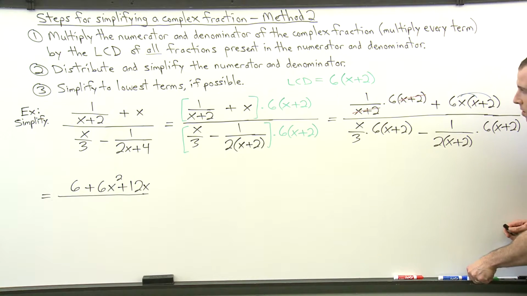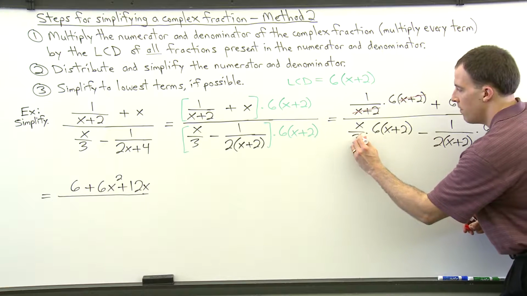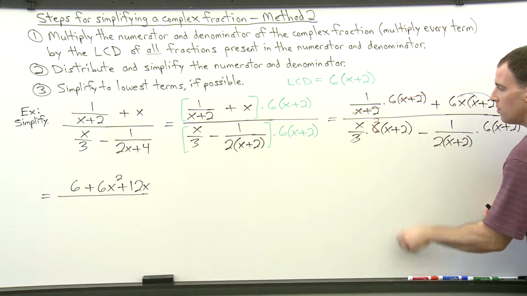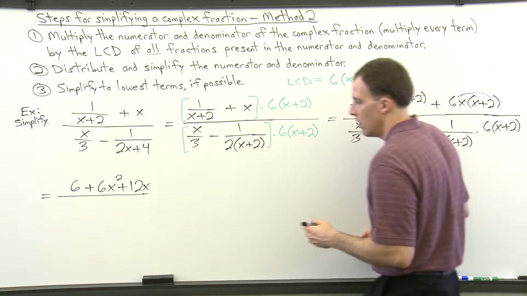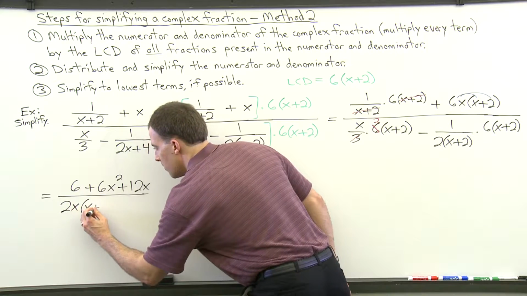As for the denominator, x over 3 times 6 times x plus 2. 3 divides into 6 twice. So this becomes 2x times x plus 2.